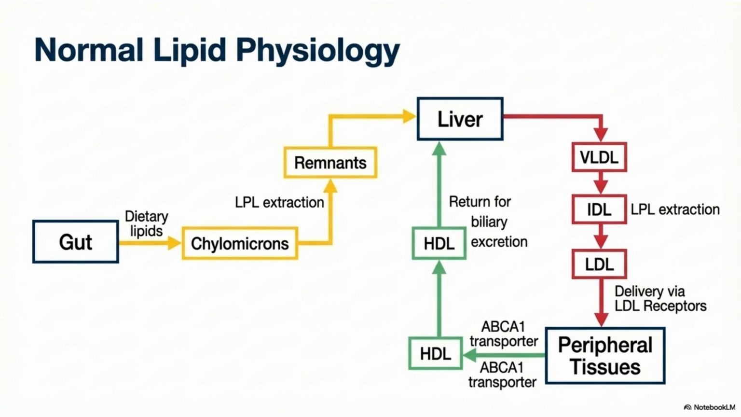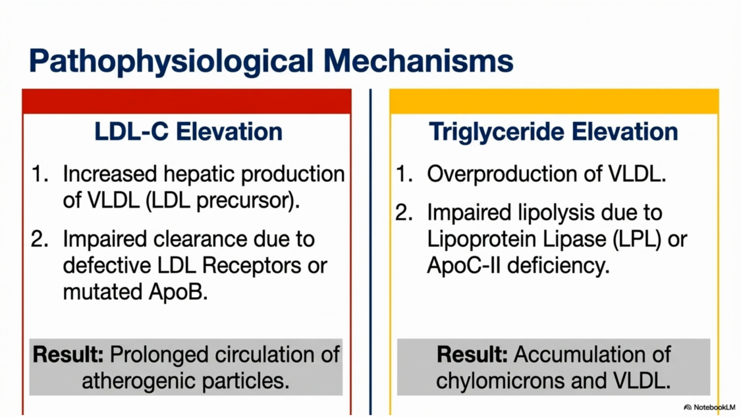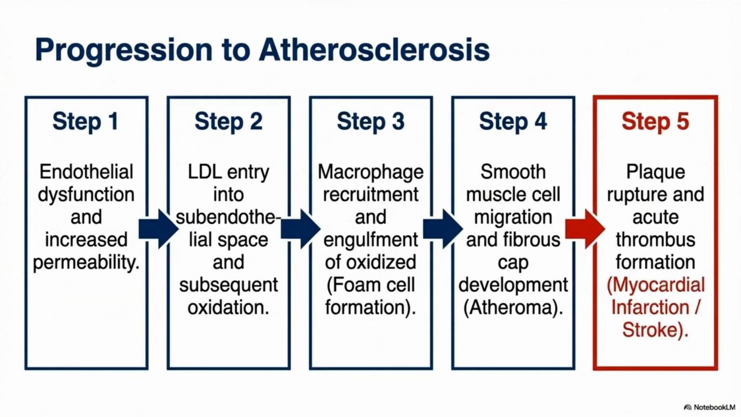Normal lipid physiology involves the uptake of dietary lipids as chylomicrons, which are processed into remnants. The liver produces VLDL, which becomes IDL and then LDL, delivering cholesterol to peripheral tissues. HDL mediates reverse transport back to the liver. Pathophysiological mechanisms for LDL-C elevation include increased hepatic production of VLDL and impaired clearance due to defective receptors. Triglyceride elevation is often due to VLDL overproduction or impaired lipolysis.